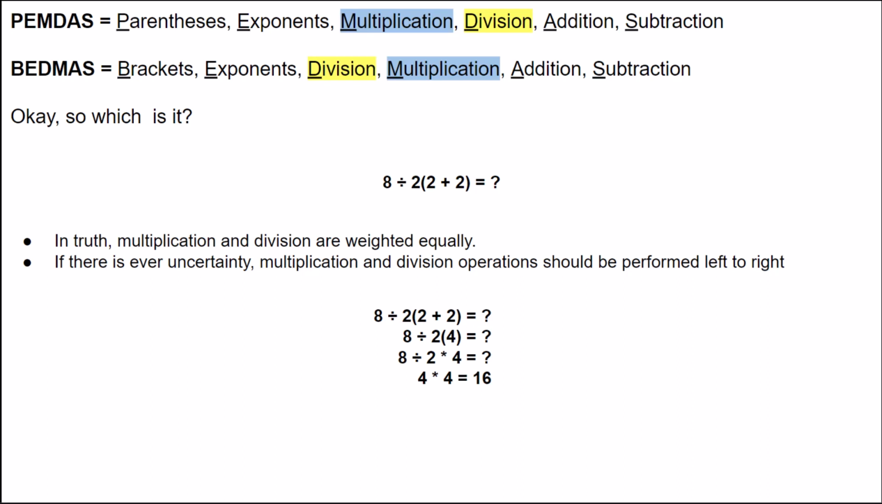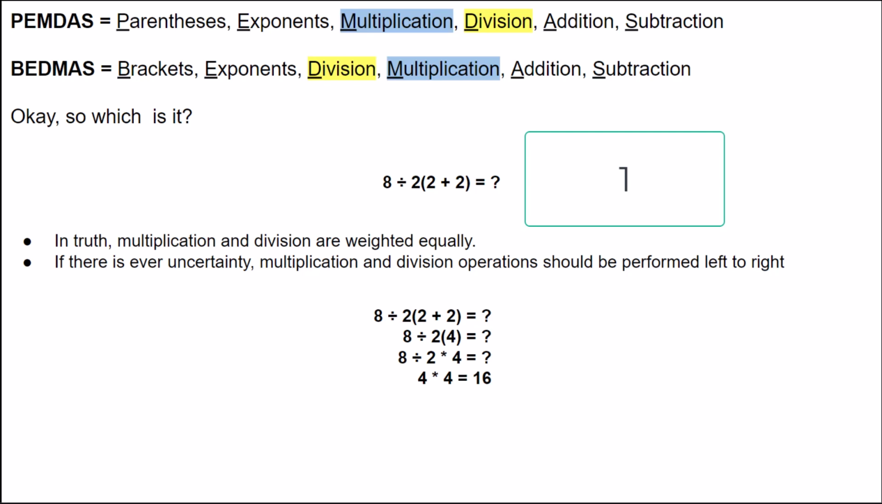Let's use PEMDAS to solve the following problem. First, we have parentheses. Here we have 2 plus 2 inside parentheses, which is equal to 4. We don't have any exponents, and the next operation is multiplication. We have 2 times 4 is equal to 8, followed by division. We have 8 divided by 8, which gives us 1. So the answer using the PEMDAS method is 1.